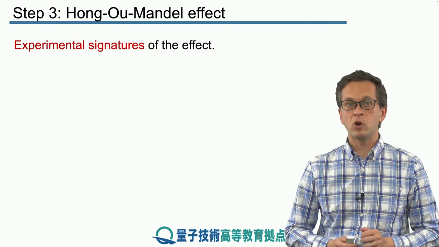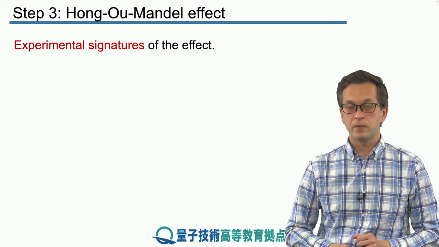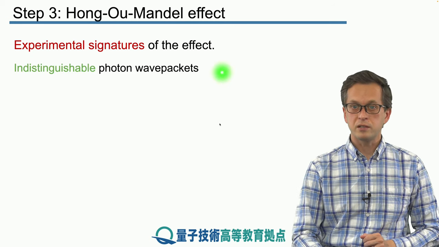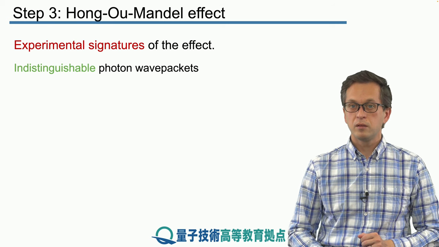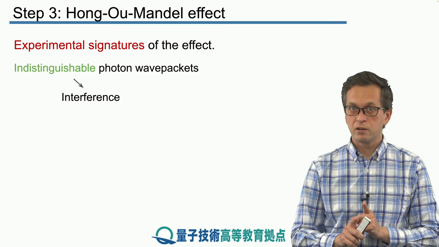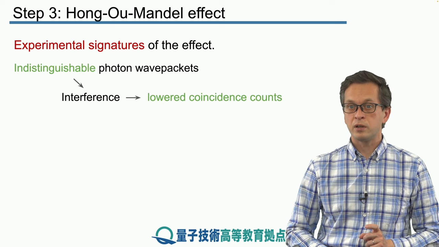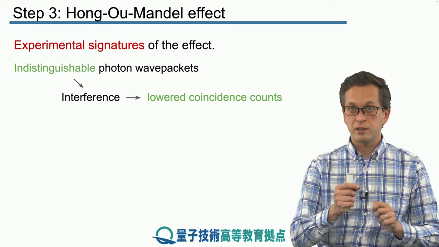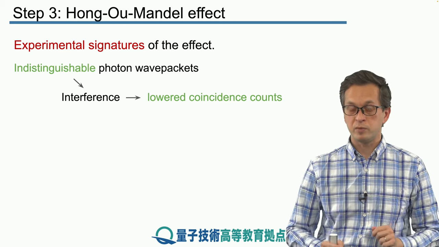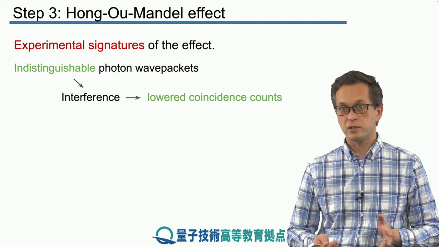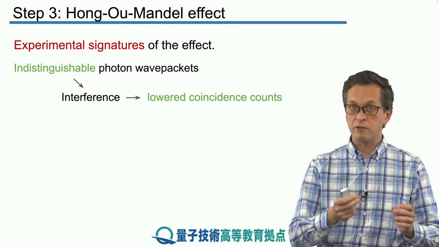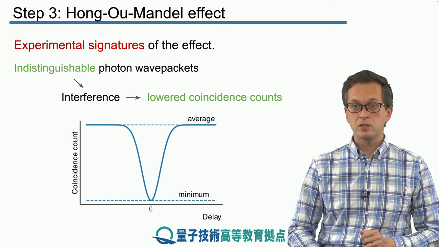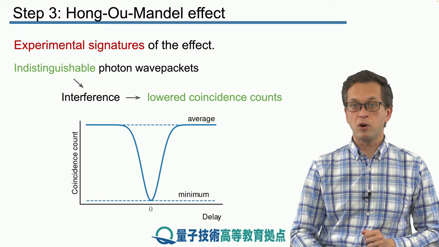But how can we observe the Hong Ou Mandel effect experimentally? Normally, the type of signature that we are looking for is: we start with indistinguishable photon wave packets. Those are allowed to interfere, which results in lowered coincidence counts. So what we can do is introduce a delay between the arrival of the photons at the beam splitter. In that case, we should see some coincidence counts. On the other hand, if there is no delay and they arrive at the same time at the beam splitter, then we should see a drop in the coincidence rates. So this is a typical experimental signature of the Hong Ou Mandel effect.